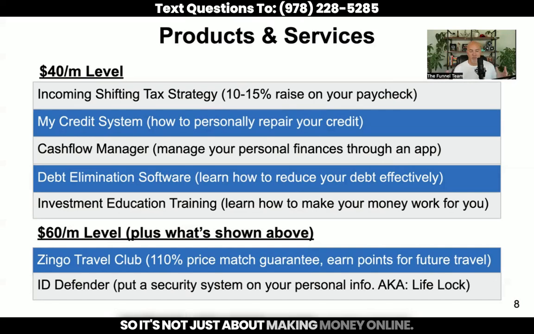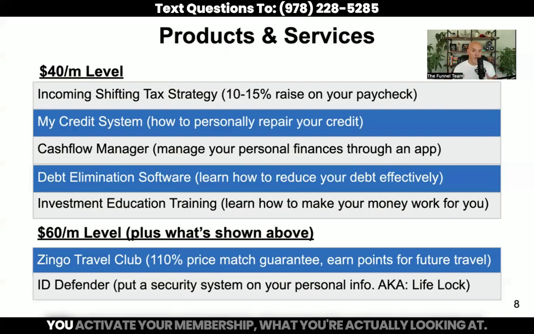So it's not just about making money online. You can actually utilize the products and services that myEcon offers to put more money back into your wallet, back into your bank account, because that's what myEcon is all about, helping you increase your cash flow, period. End of story. So not only can you see it right here on your screen, what you get for the money, but I'm also going to dive into the members area so you can see once you activate your membership, what you're actually looking at.